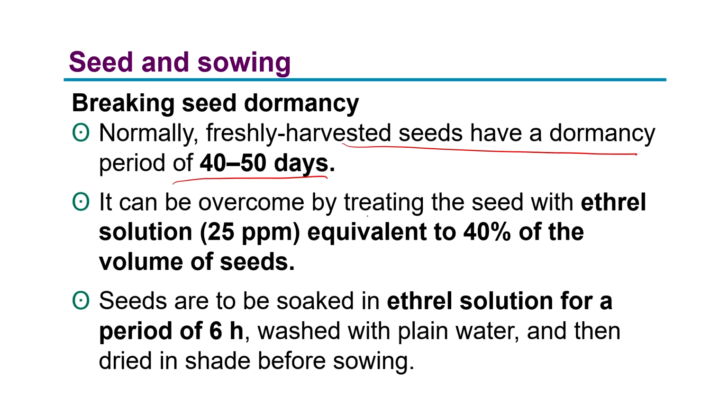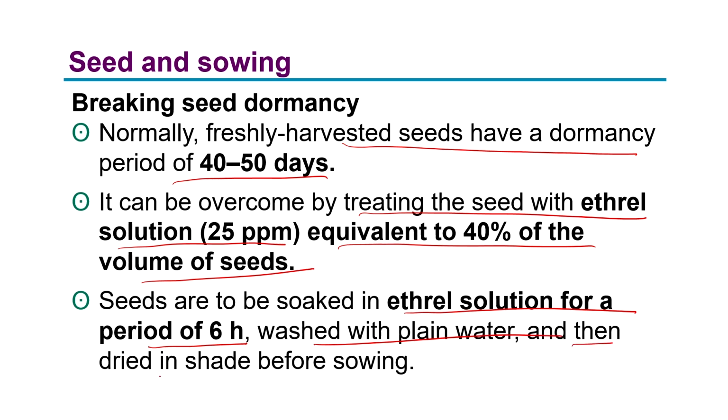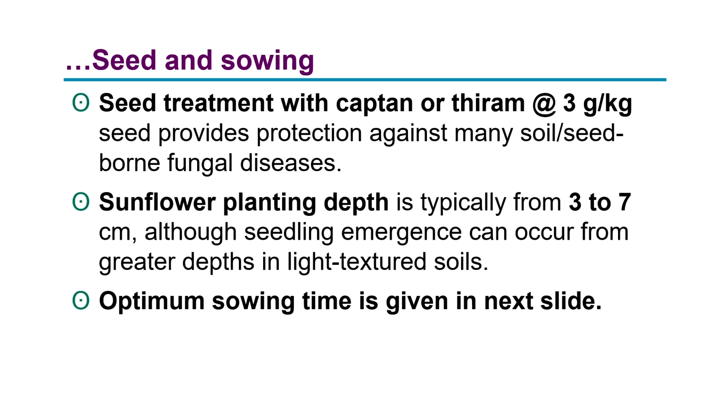It can be overcome by treating the seed with ethrel. Ethrel solution can be used at the rate of 25 ppm, equivalent to 40% of the volume of seed. So, ethrel can be used to break the dormancy. Seeds are to be soaked in ethrel solution for a period of 6 hours, washed with plain water and then dried in shade before sowing. And afterwards you can go for sowing.